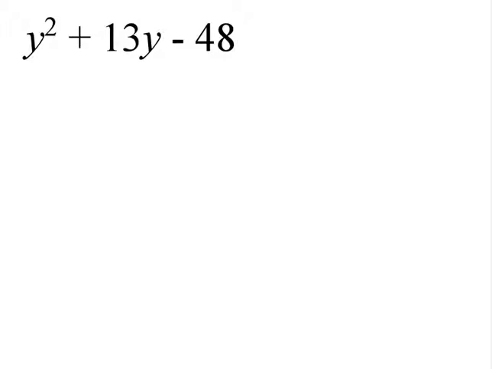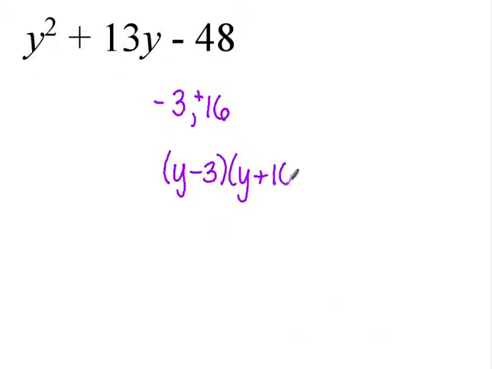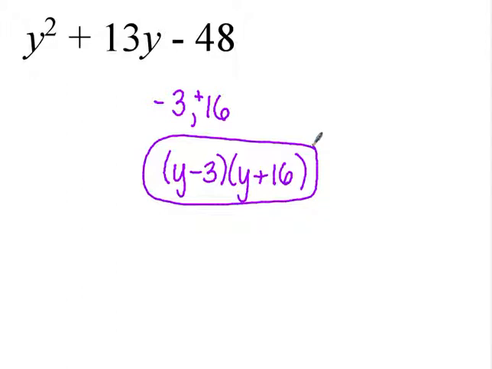So if you didn't hear what the group up here said, they found that 3 and 16 work. Because when you go through and do 1, 2, and 4, you didn't get anything that works. So 3 and 16, how do you get a positive 13 from that? A negative 3, positive 16. So you should have y minus 3 times y plus 16. Questions? Questions about the factoring?